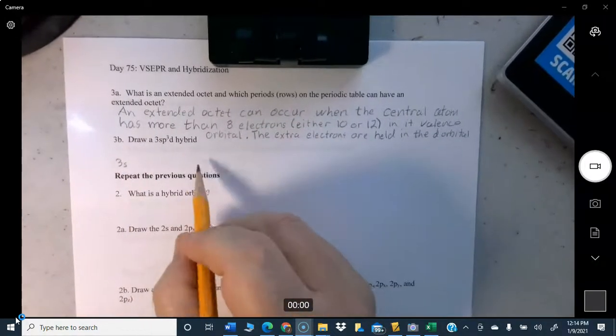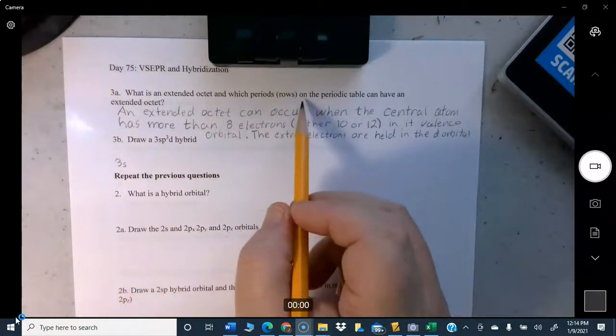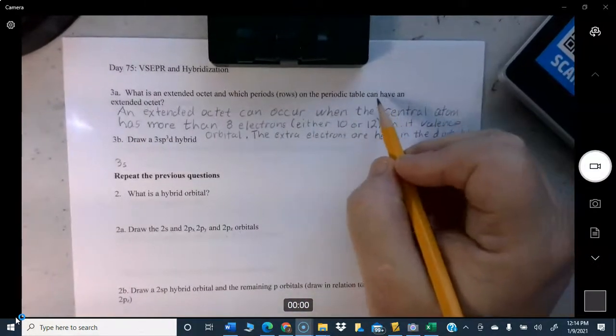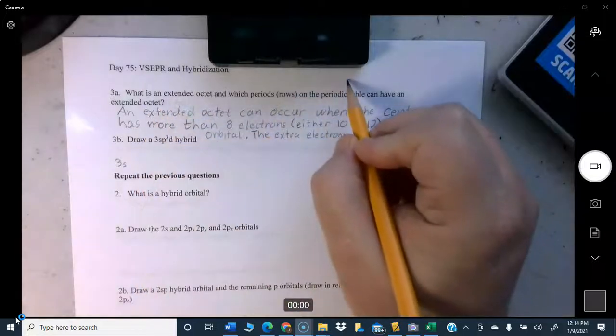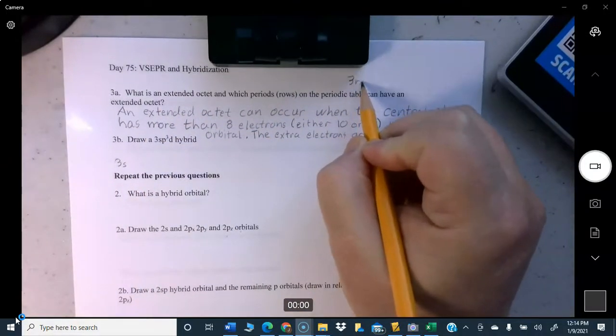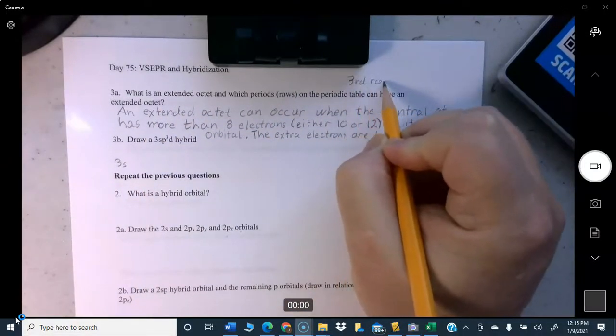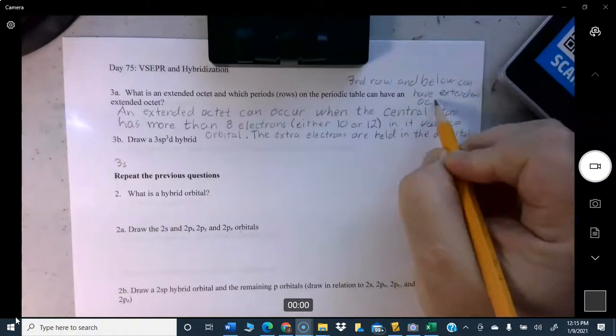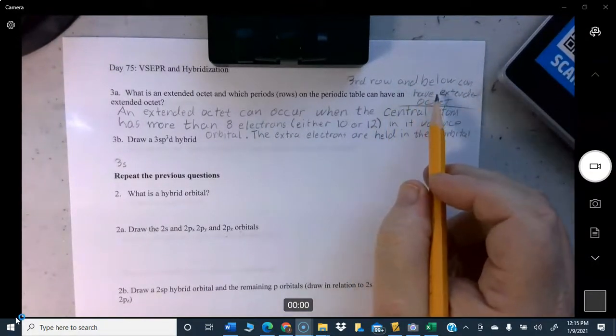And I didn't answer that question. Which rows can have an extended octet? So let me write that up here, okay? It's the 3rd row and below. Okay, so the 3rd row and below can have an extended octet.